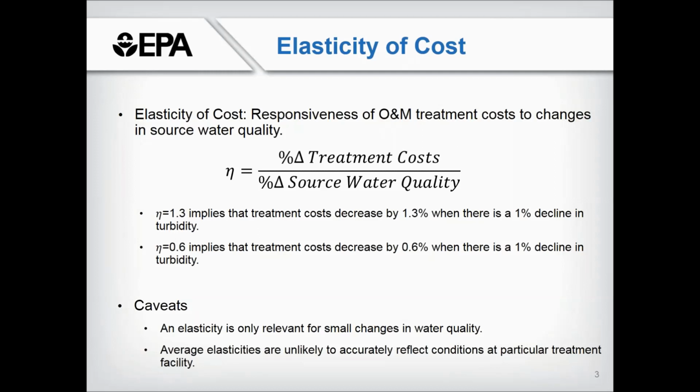First is that an elasticity is only relevant for small changes in water quality. And second, the elasticities that I'm about to show you represent averages across several studies and many drinking water treatment plants. They may be useful for policy purposes, but are unlikely to be accurate for any particular treatment facility. So in a few moments, Matt and Chris will discuss a study where an elasticity was calculated for one particular treatment plant.